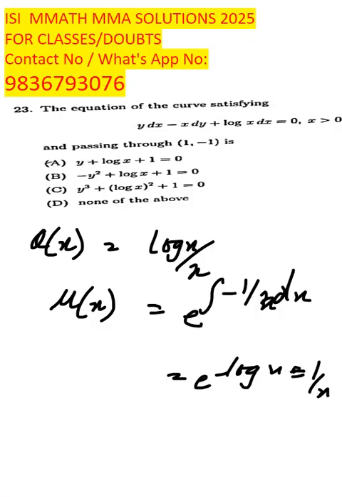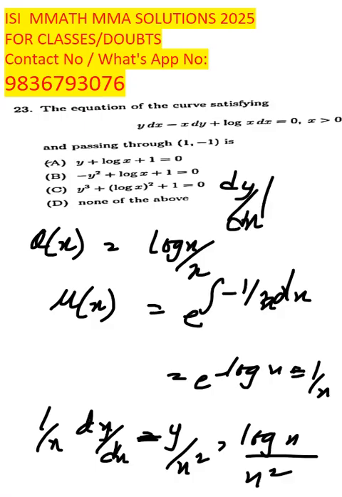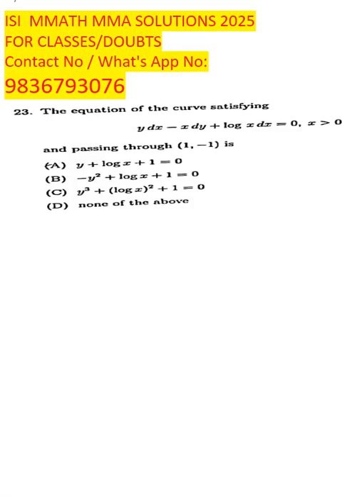Okay. So then multiply both sides. So (1/x) dy/dx - y/x² = log x / x². Or we can say d/dx of (y/x) is equal to log x / x². So then first we will integrate both sides. So y/x, we will integrate by parts, the integral of log x / x² dx.